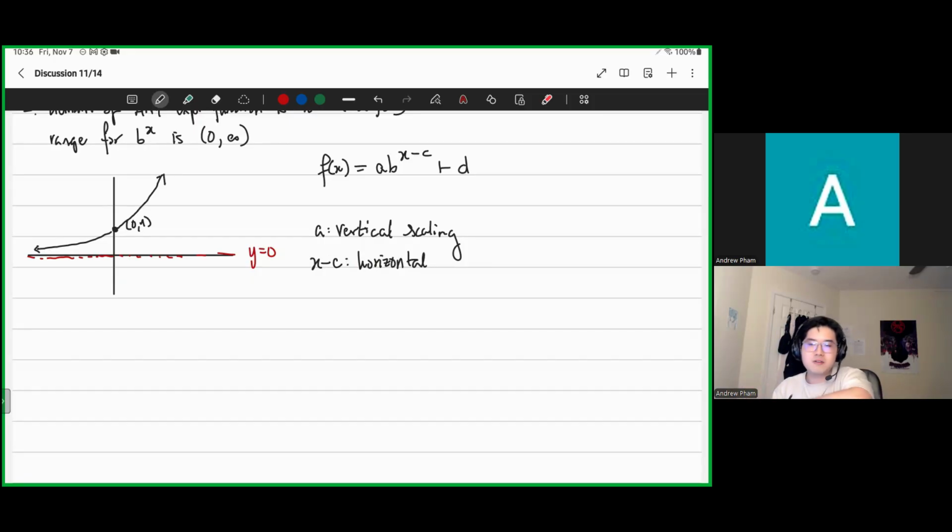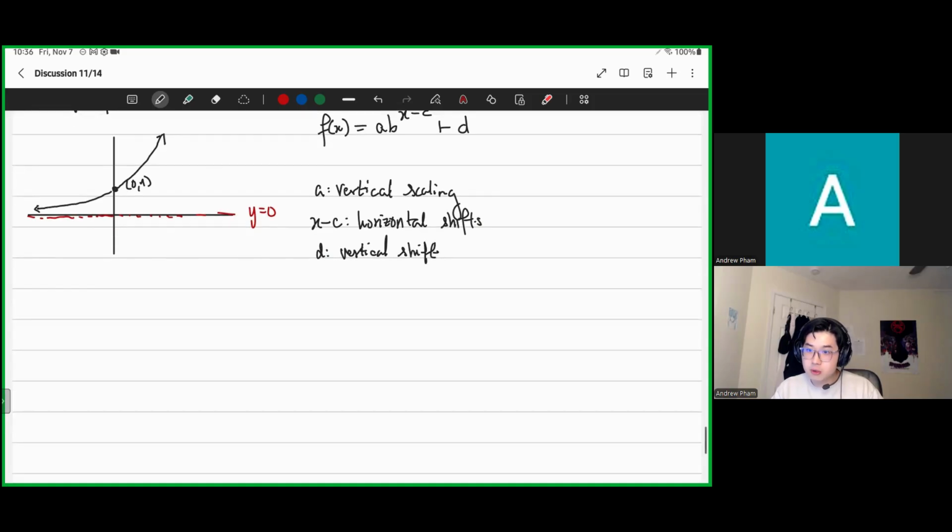Minus c, that means you're going c to the left, or no, c to the right, c units. If it's plus c, you're moving c to the left. All right, did I get it mixed up? So x minus c corresponds to a horizontal shift right c units. If it's x plus c, it's left c units. So horizontal shifts. And then d is your vertical shift. And this also doubles down as the HA. So the HA is at y is equal to d in this case.